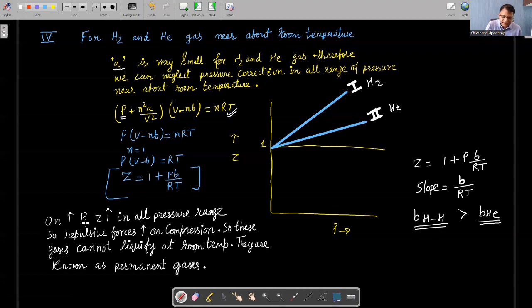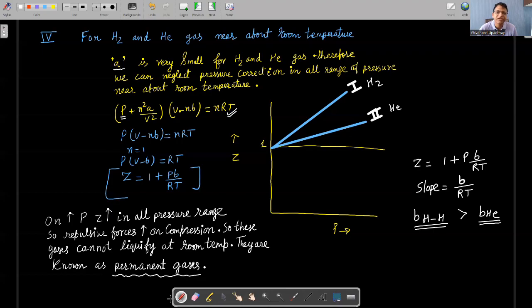So on increasing pressure, Z is increasing. Why are hydrogen and helium permanent? You can understand that if you compress hydrogen and helium, repulsive forces are already there. If you further compress, repulsive forces are going to increase. So we can never liquefy hydrogen and helium at room temperature. That's why it is a permanent gas. So what is the conclusion? Pressure is not the only important thing, temperature is also important if we want to liquefy. Temperature should be low, and we should liquefy the gas in the low pressure range.